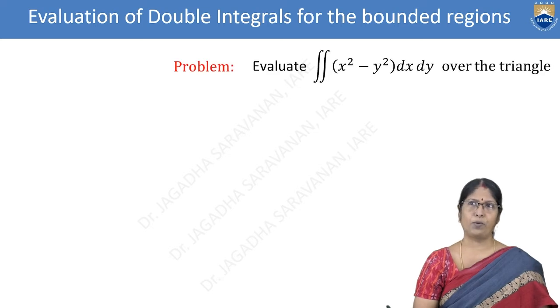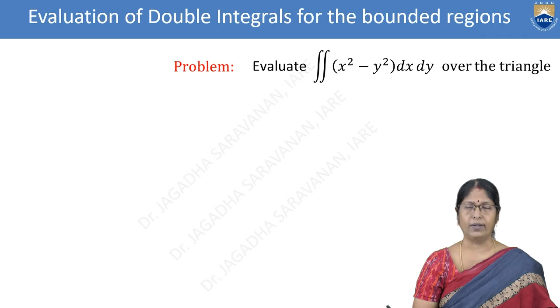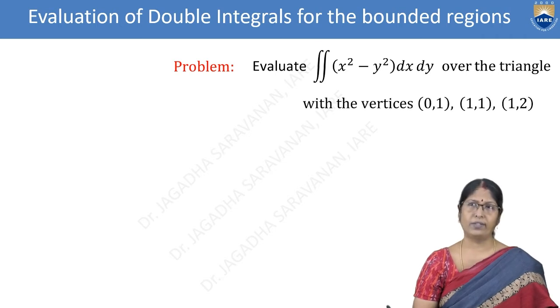So the next problem: evaluate the double integral of x square minus y square dx dy over the triangle. Before, we discussed a circle; now a triangle with the vertices 0, 1; 1, 1; and 1, 2.